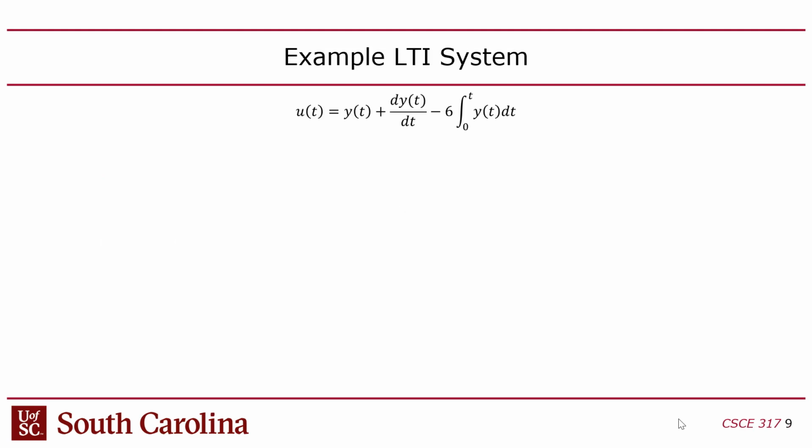Okay, so here's an example of one. We have this variable u, and I don't even remember what these represent, but it doesn't matter. You've got u of t equals y of t plus dy of t over dt minus 6 times the integral of y of t dt. Okay, so that's an LTI. It qualifies. Notice we have constant coefficients, and everything else is just addition and subtraction in there. So this would describe these signals y and u.